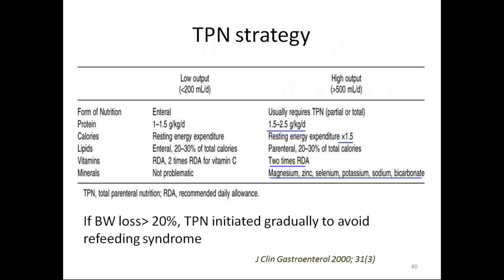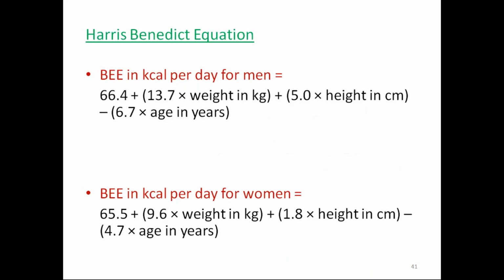So what is the strategy for total parenteral nutrition? We have to supply the amount of protein, calories, lipids, and vitamins. So these are the amounts. In high output, we have to give more compared to low output. Low output we have defined as less than 200 ml, and high output as greater than 500 ml. They may need more calories, vitamins and minerals compared to low output. These are the Harris-Benedict equations, so it's not required for you.